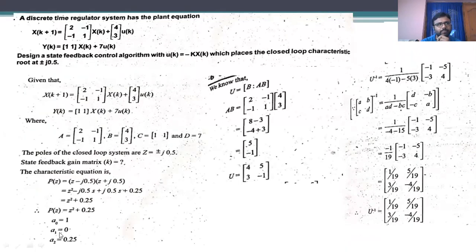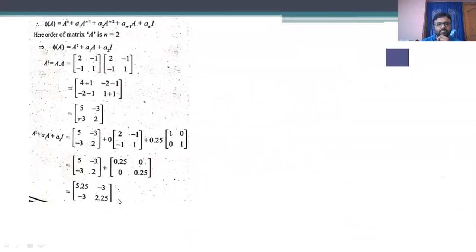A1 value is 0. Why? Because the coefficient of Z is not there. Therefore, 0 into A matrix plus A2 value, which is 0.25 into the identity matrix, 1, 0, 0, 1. So with this calculation, we are going to get the matrix phi of A as 5.25, minus 3, and 2.25.